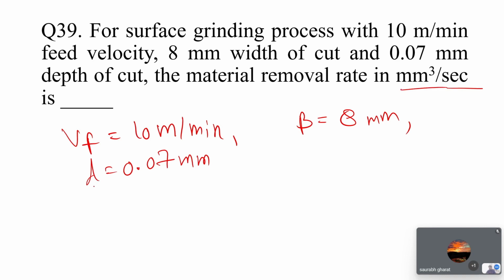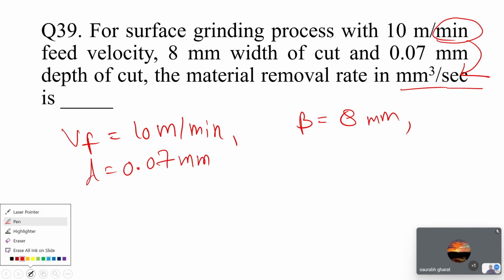So what is the material removal rate? It's MRR. Yes, your velocity is given in minutes, and we want it in seconds. So we need to check this. We need to convert it into seconds, so we need to divide by 60.